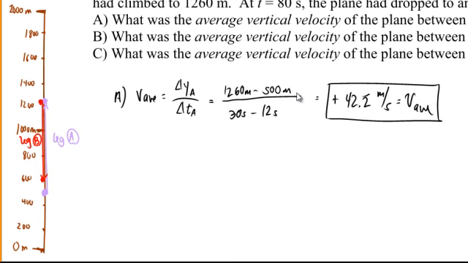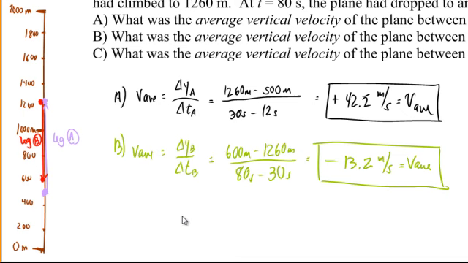In part B, we do the same thing. The final minus the initial position in the numerator and the final minus the initial time in the denominator. And again, we're interested in this particular time interval. Put in the numbers, and I find that during this leg that the average velocity was negative 13.2 meters per second. Negative because the final position is lower than the initial position was.